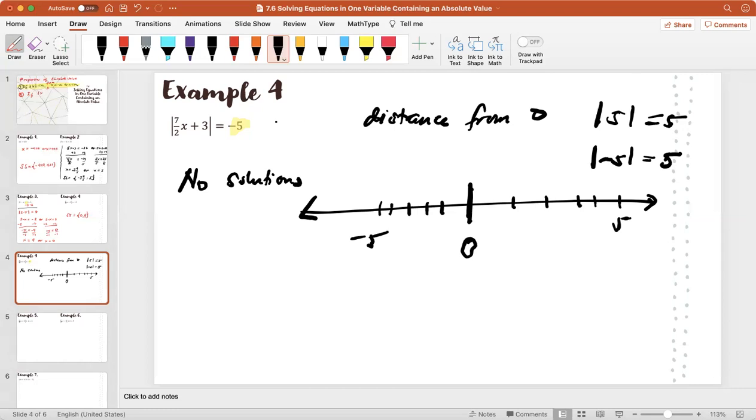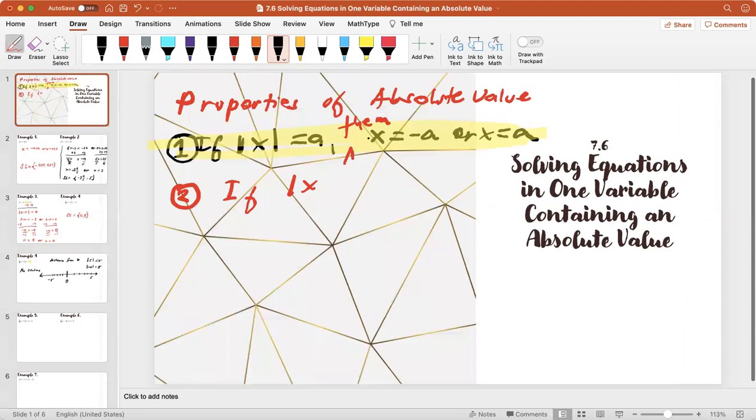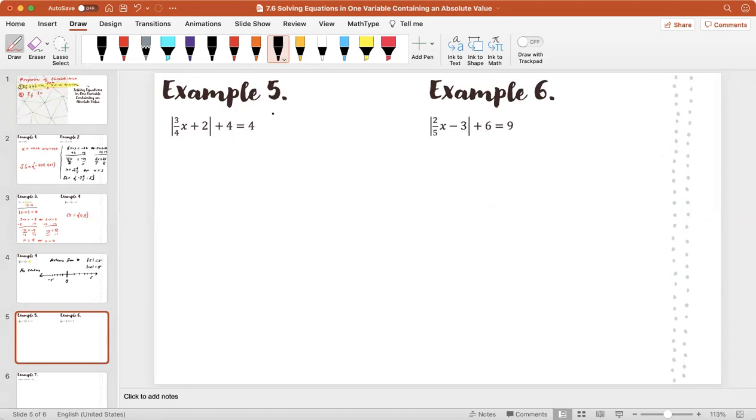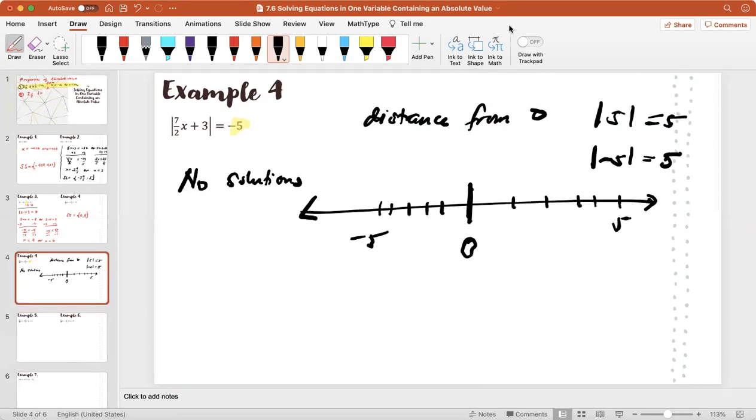Oh, let me correct that. It doesn't mean that you cannot use the property, but by using the property, it means that you cannot rewrite it into this form. Because the property says if absolute value of x equals a, where a is always positive, then x is equal to negative a, or x is equal to a. So here, there's no solutions, unless you make that positive, so you can solve it, but it's not the case, right?